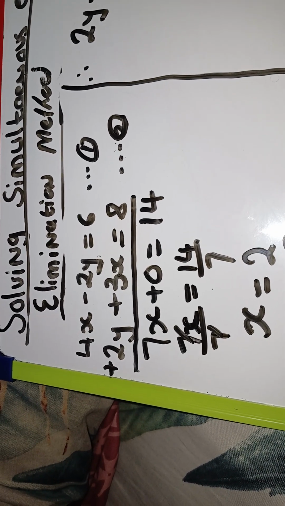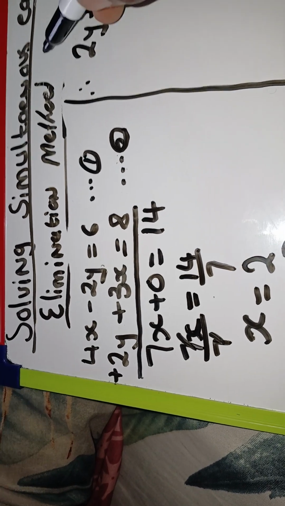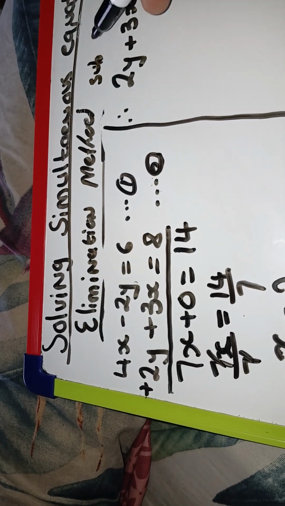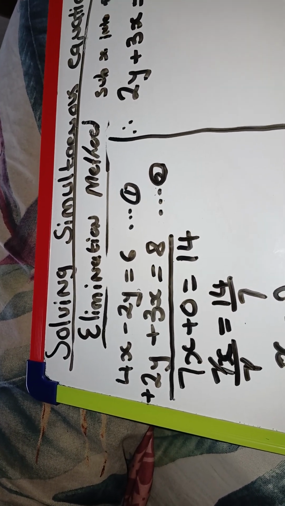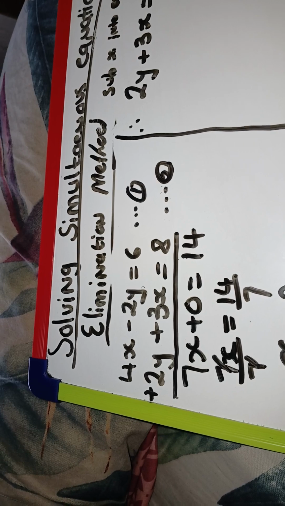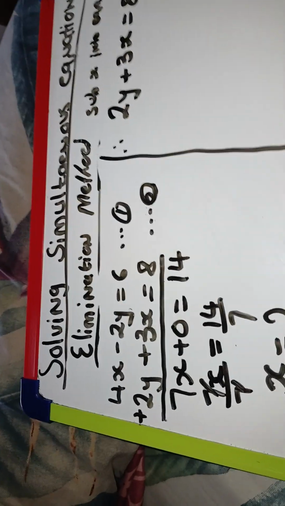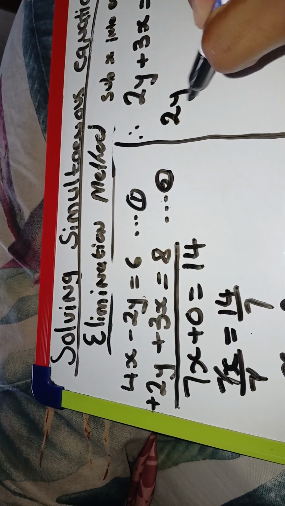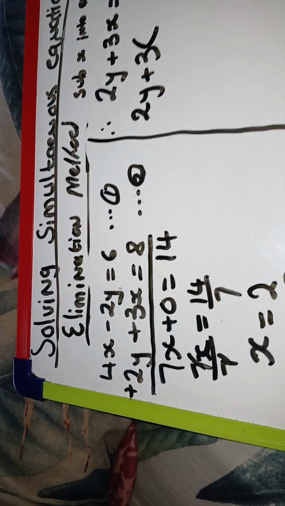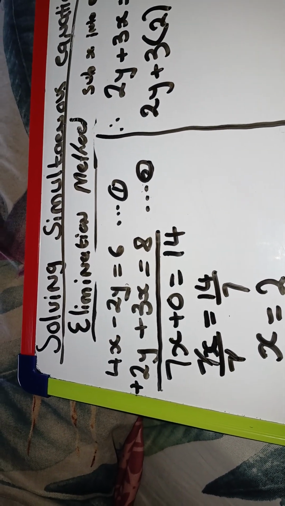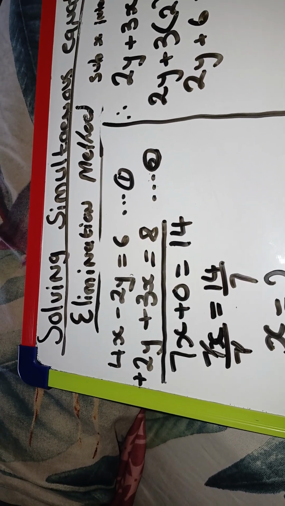You can write it with a pencil. You sub the value of x into equation number 2, or number 1, either is still going to be fine. So therefore, it's going to be 2y plus 3. Now, where there is x, you put in the value of x. In our case, it was 2. So this one is equal to 8. So 2y plus 6 is equal to 8.